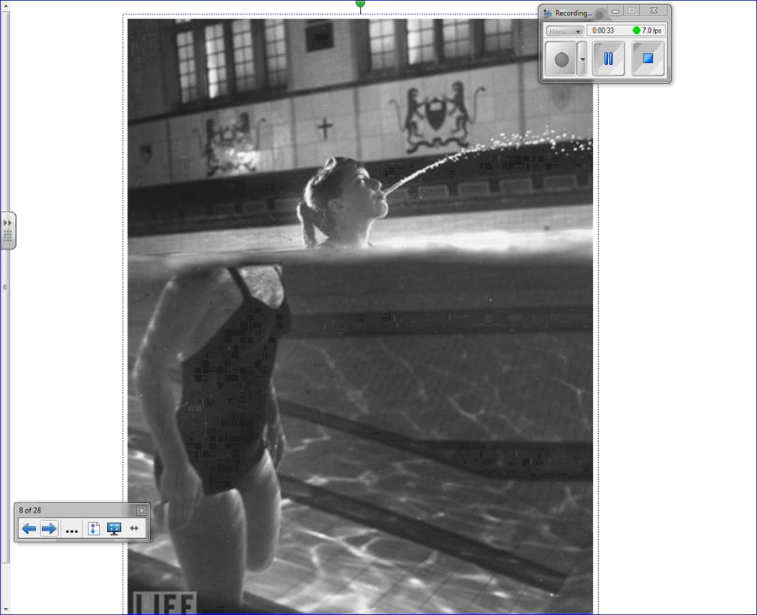Here's another example. This is a picture from Life magazine. It's a girl in a pool of water, and it looks like her head has separated from her body. Obviously, this has not really happened, but it's due to the refraction of light.